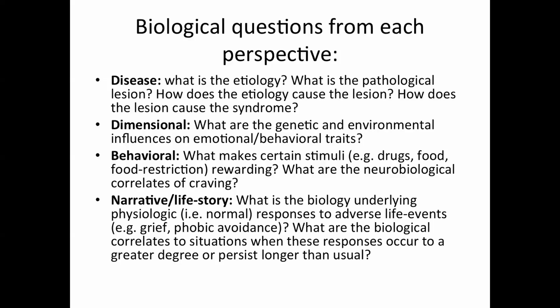So what is the biology of the physiologic, that is the normal responses to adverse life events? Grief is clearly syndromic. There's clearly a biology underlying the grief response to a loss, and improving our understanding of that would be of great service. Similarly with phobic avoidance after a traumatic event. What are the biological correlates to situations where these normal responses occur to a greater degree or persist longer than usual?